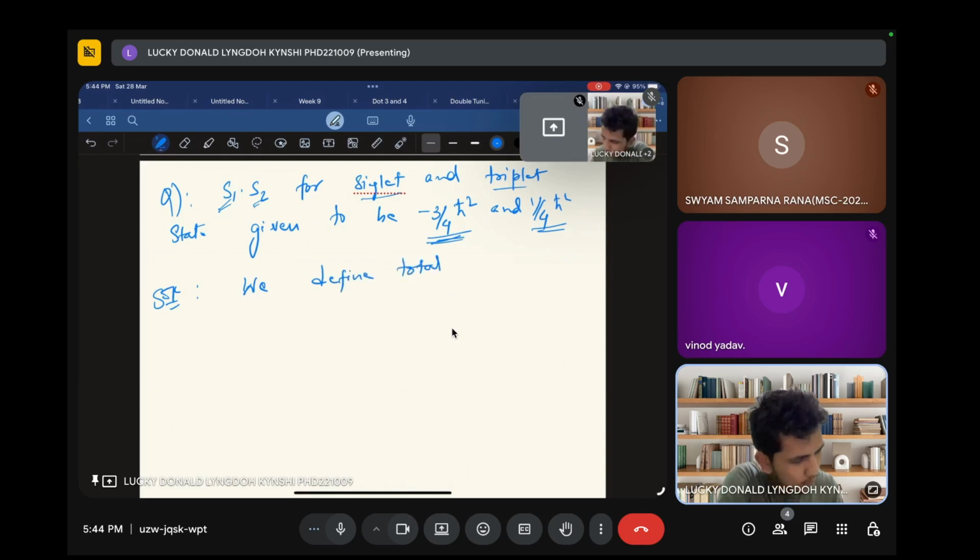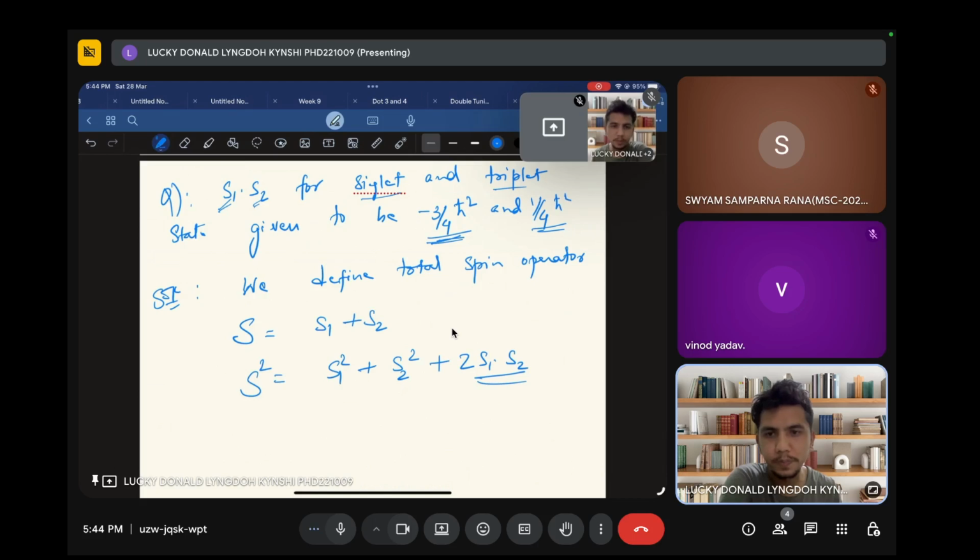the total spin operator capital S is equal to S1 plus S2. Okay, and capital S square is equal to S1 square plus S2 square plus 2 S1 dot S2. This is the term that we have to find out. So how do we get S1 dot S2? We can use the concept that S square is equal to S1 square plus S2 square plus 2 S1 dot S2.